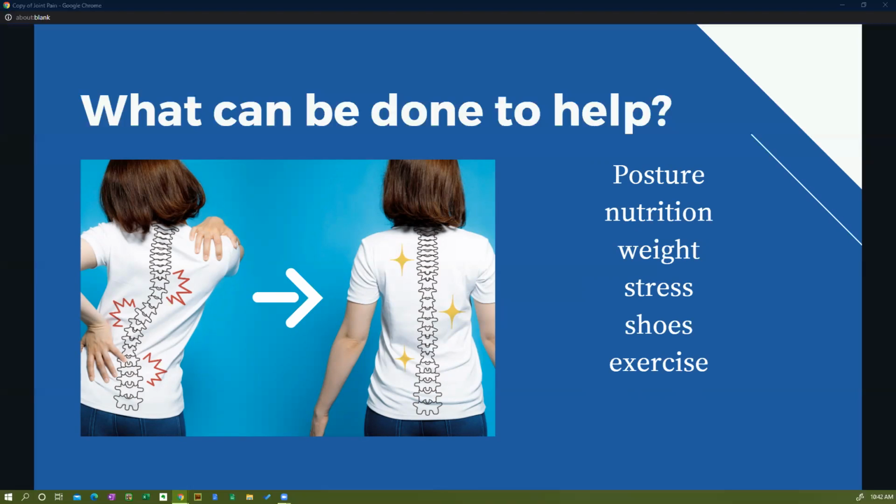Shoes are important, so we do talk about the type of footwear that our patients have. And then of course, exercises. What exercises to do for the knee. Sometimes with a knee condition, I'll recommend non-weight bearing exercises. So these exercises can include swimming or walking or cycling.